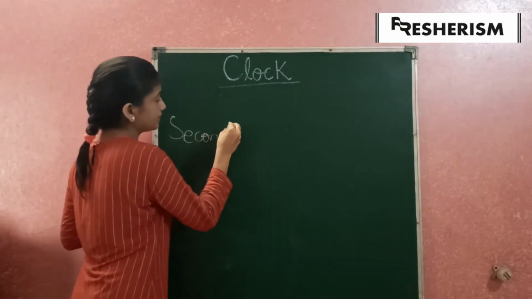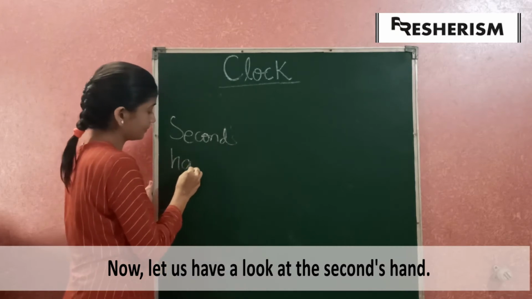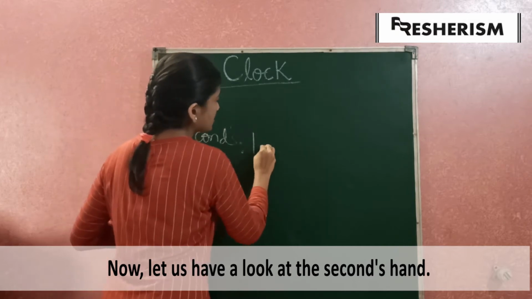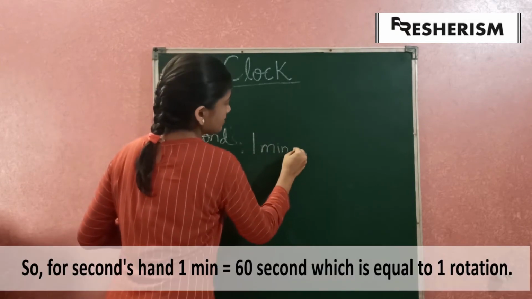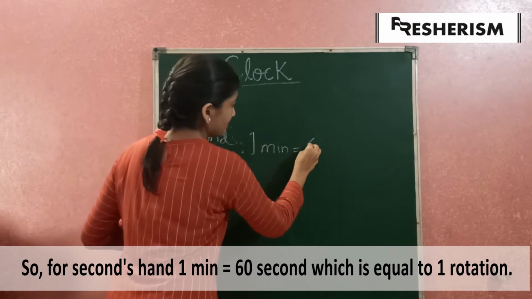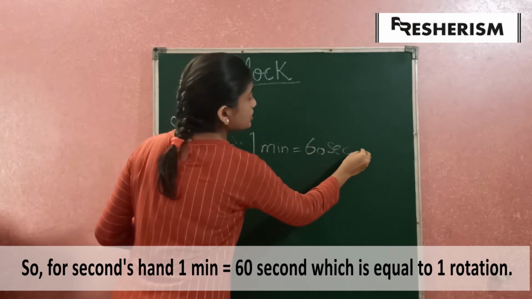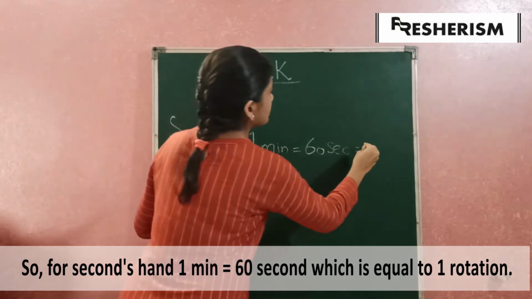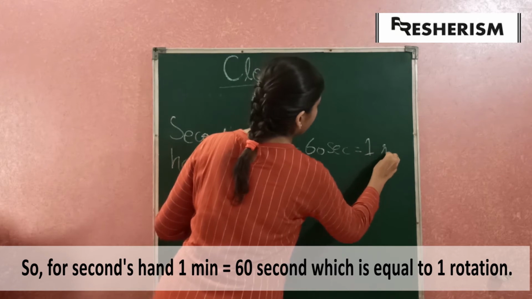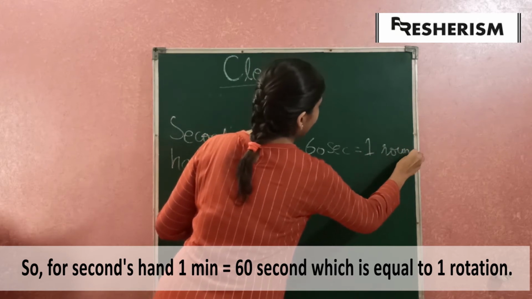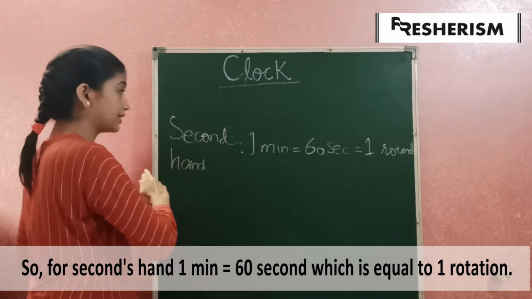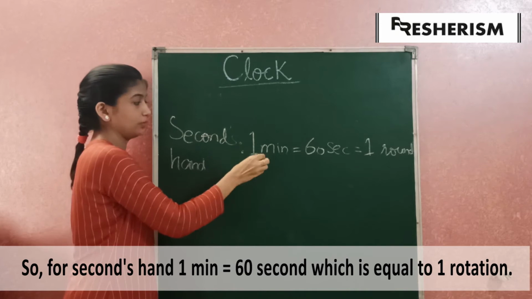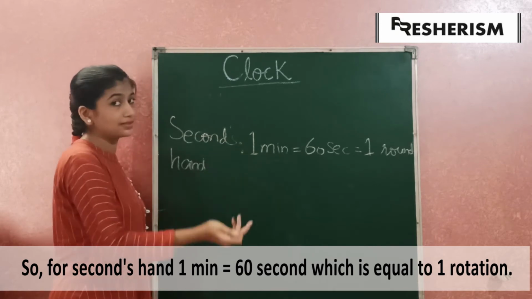For the seconds hand, 1 minute is equal to 60 seconds, which is 1 complete round of the clock. When the seconds hand completes the entire round of the clock, it covers 1 minute, or 60 seconds.